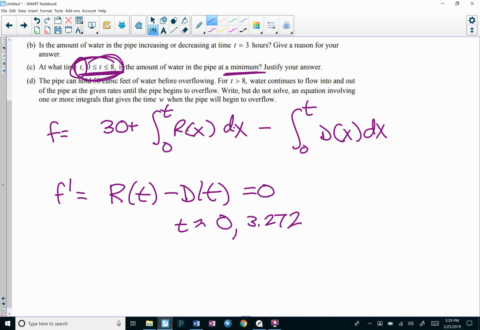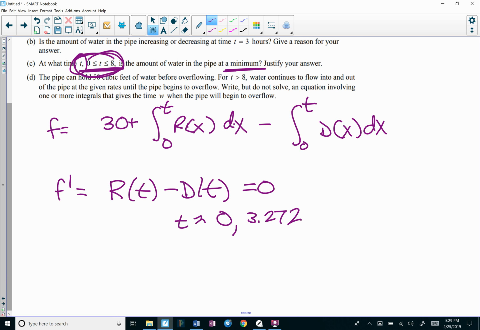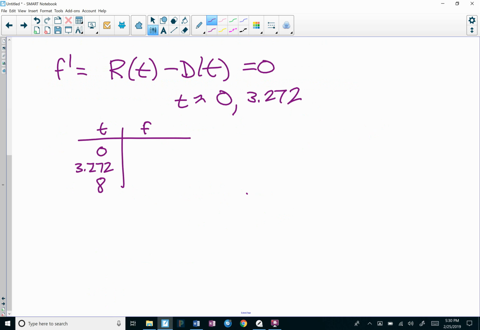It wants to know when the water is at a minimum. Well, we've got times at which it could be at a minimum, could be at a maximum. So we're going to make a chart of the time and the amount of water. I'll just call that F because that's what I called it up here. So I need to check 0, I need to check 3.272, and I need to check 8. Those, 0 and 8, are my endpoints.